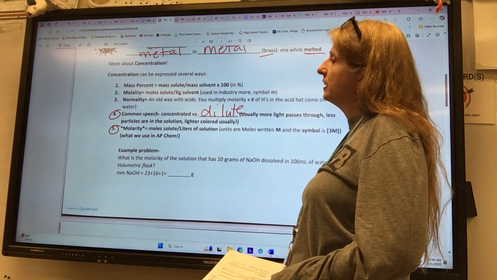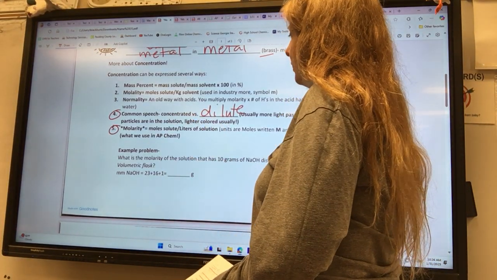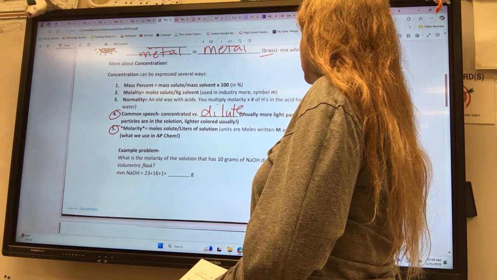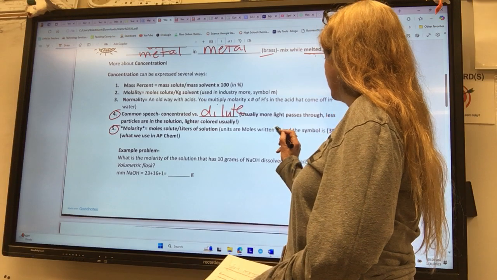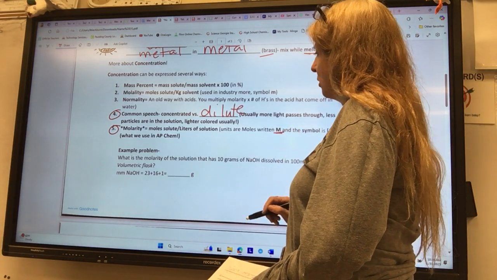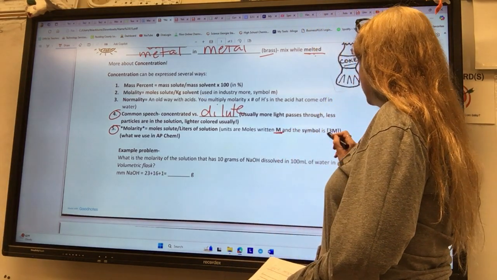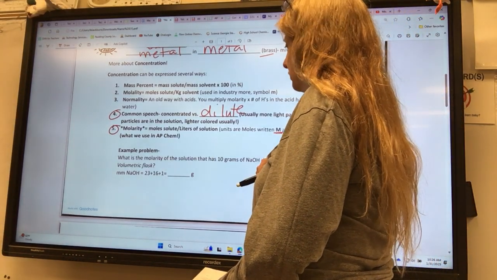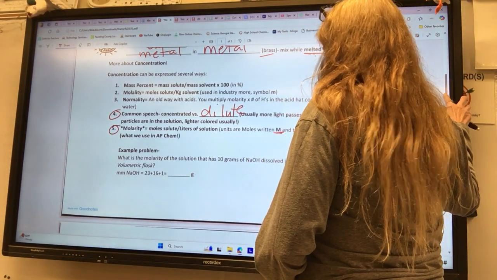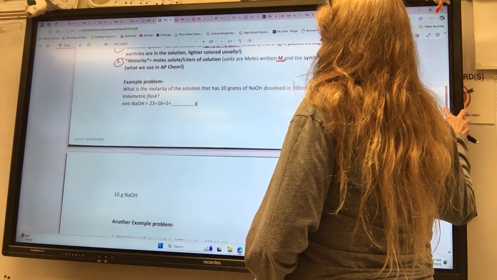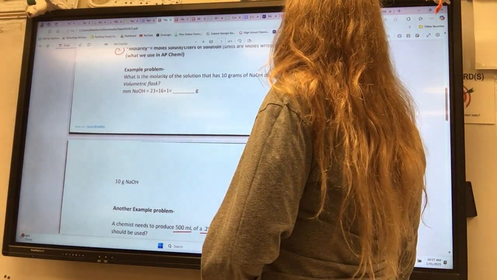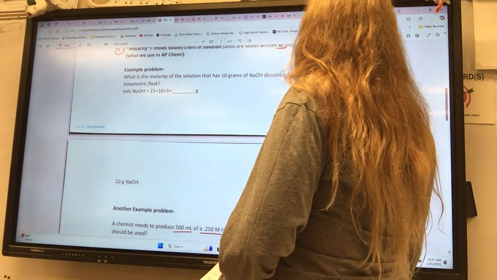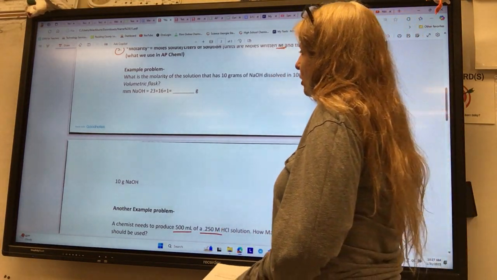Now, how we usually express concentration in AP chemistry is with molarity, and that's the moles of solute divided by liters of solution. The units are big M, so this 3 big M shows you your concentration. Okay, so here's an example problem. What is the molarity of a solution that has 10 grams of sodium hydroxide dissolved in 100 milliliters of water in a volumetric flask?